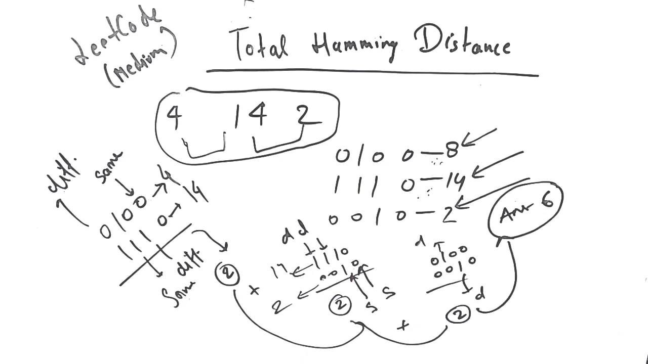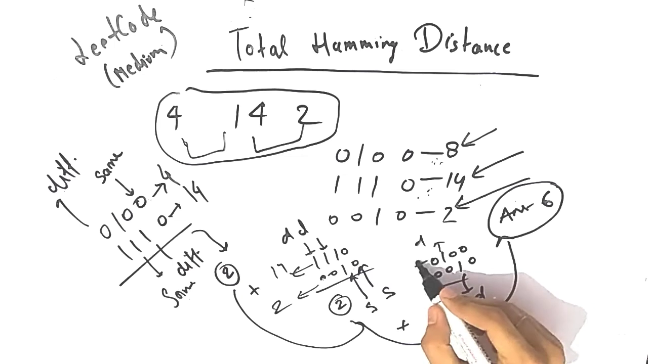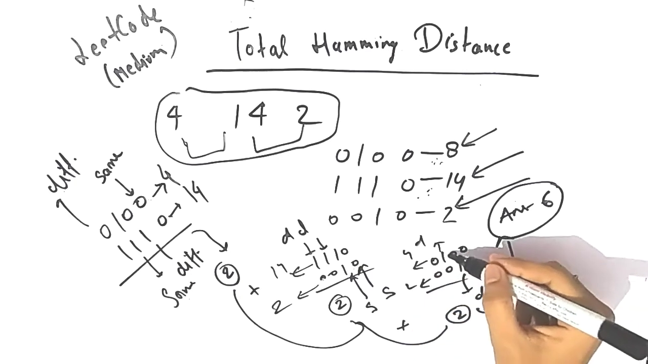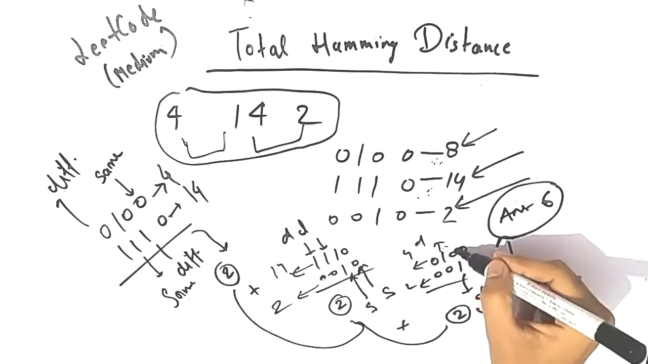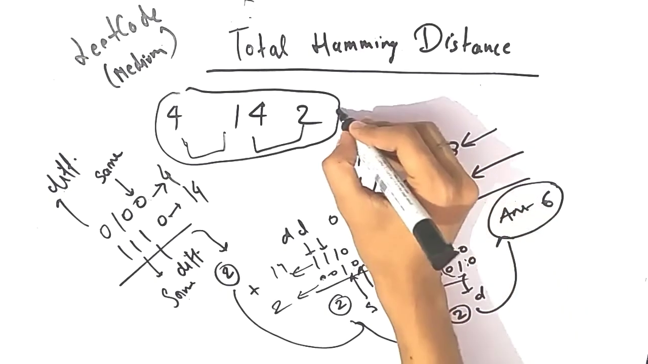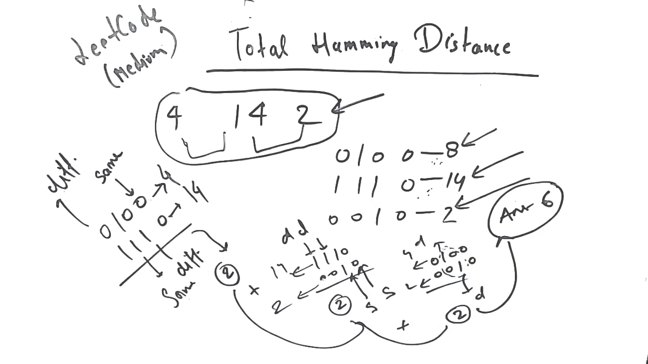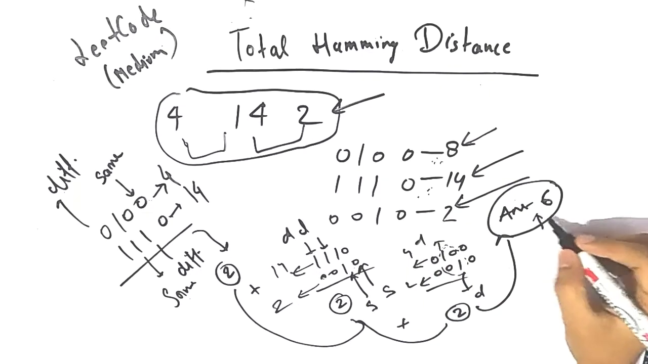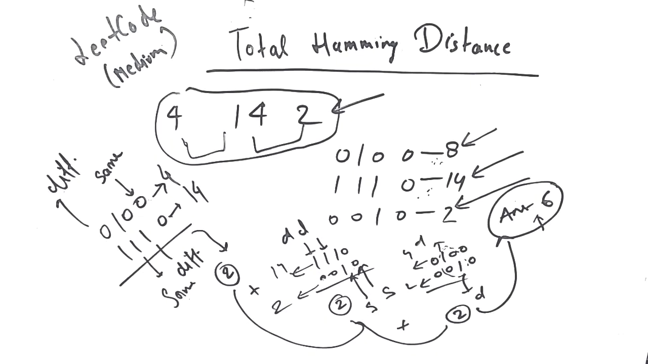Now let's calculate it for the 4 and 2. So the binary representation of 4 is this and 2 is this. So the Hamming distance between this pair is 2, because there are two positions only where the bits are different. So the total Hamming distance in the array that we have given is 6. So our answer will be 6, and we will return from the function the answer 6.